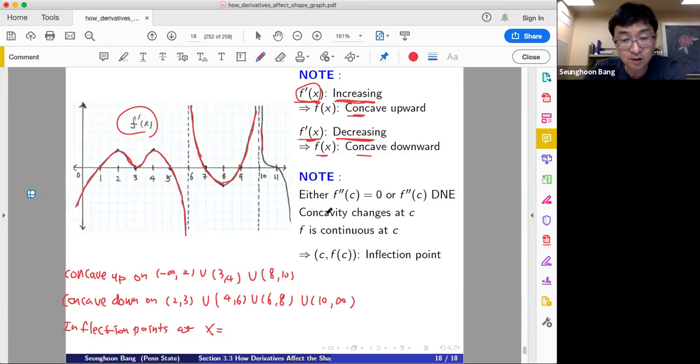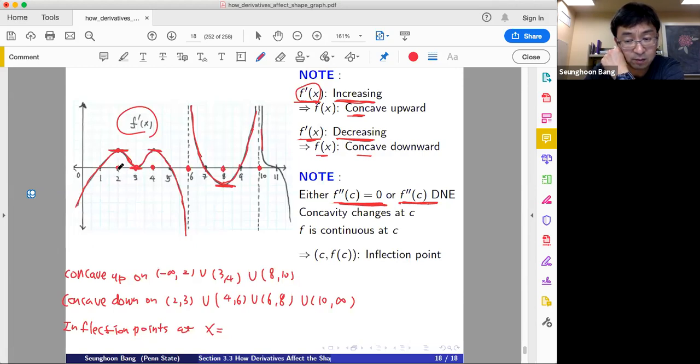So let me see. How can you find the inflection point? Check where the second derivative equals 0 or does not exist. This is the first derivative. Where is the second derivative equal to 0? The horizontal tangent line at 2, the horizontal tangent line at 3, and at 4. At 6, a vertical line, so the second derivative does not exist. At 8, yes, we have this one. At 10, the second derivative does not exist. So here, 2, inflection point. 2, inflection point? What do you think? Yes or no?